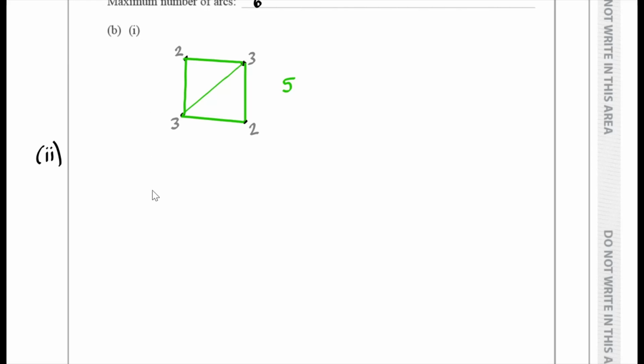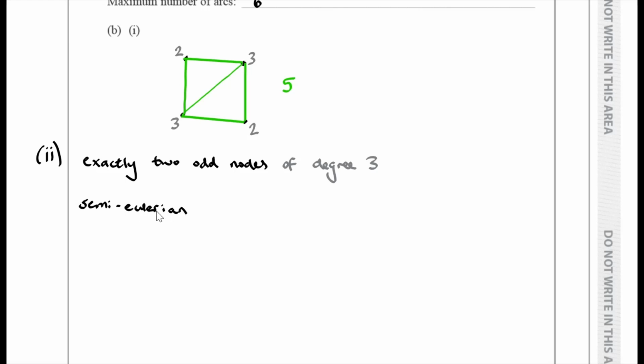So we have exactly 2 odd nodes of degree 3. Okay, and therefore we have something which is semi-Eulerian.